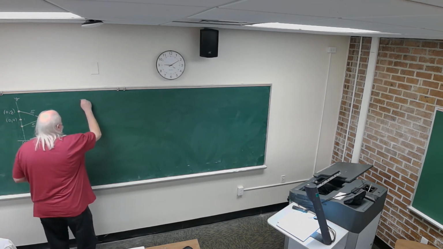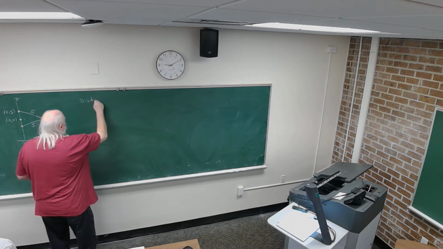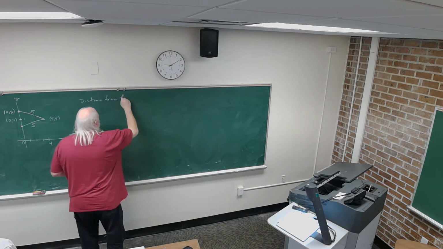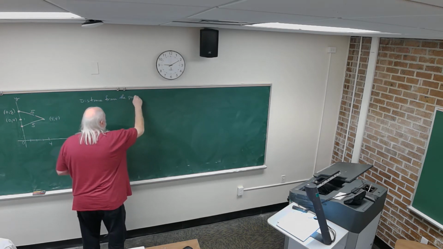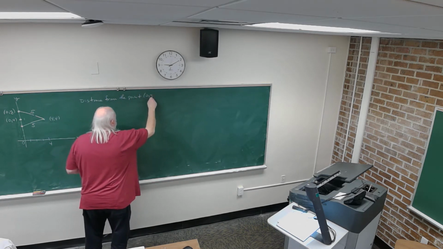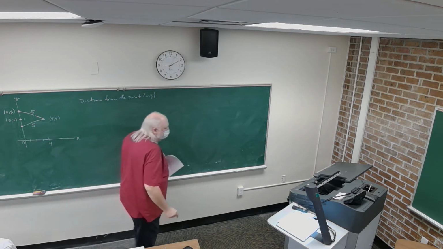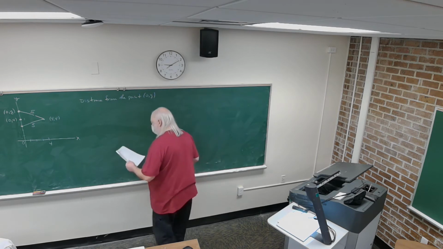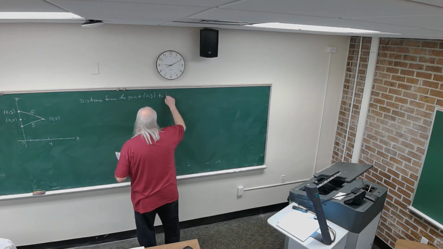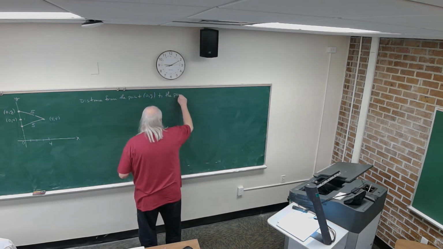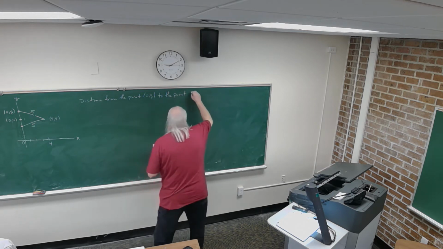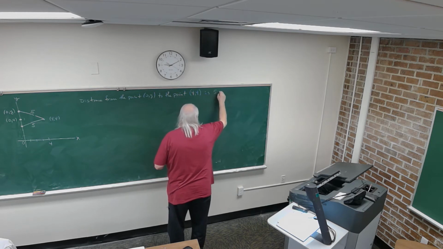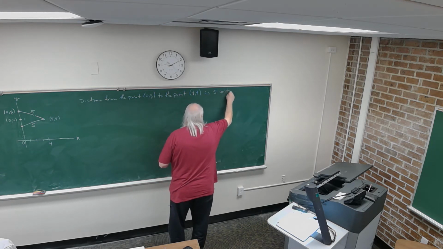So the distance from the point 0, y to the point 4, 4 is 5 units. Okay?